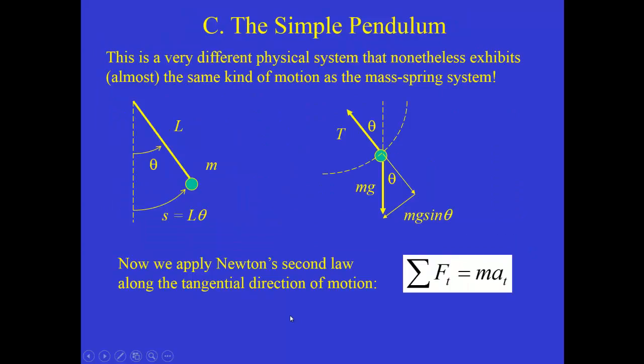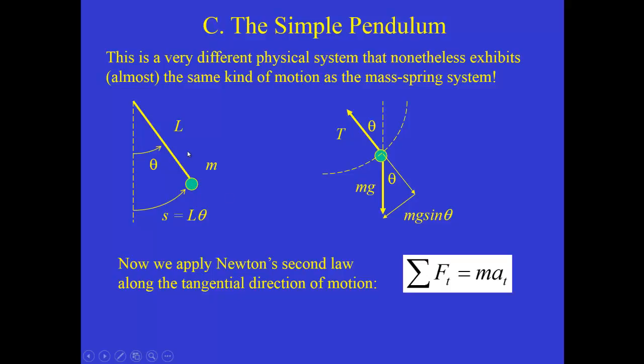All right, finally, a very, very common system that also undergoes approximately the same kind of motion as the mass spring system is what's called the simple pendulum. The simple pendulum is distinguished by having a mass that is connected to some kind of pivot point through a very, very lightweight string or rod whose mass we can completely neglect compared to the mass of the pendulum bob.